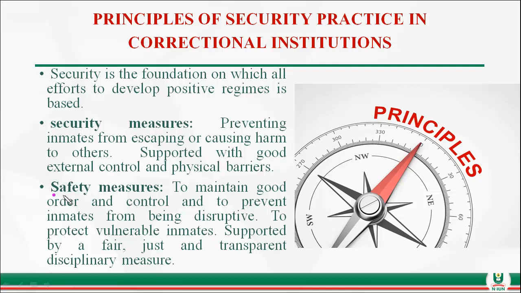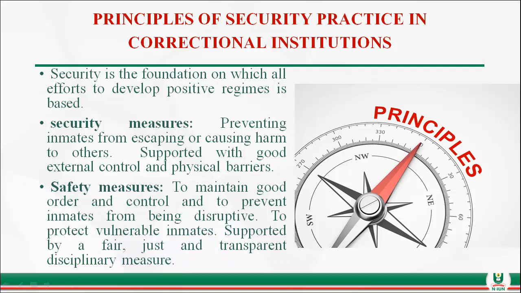Then safety measures. Safety measures basically entails maintaining good order and control and preventing the inmates from becoming disruptive, and of course also protecting vulnerable inmates. This also is supported by fair, just, and transparent disciplinary measures. So by safety measures, the key word here is that inmates should not become disruptive. All right, and of course, vulnerable inmates have to be protected. Prison officials' disposition to disciplinary measures must be fair, just, and transparent.